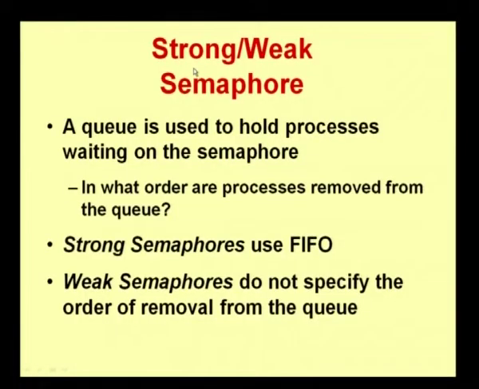In the case of strong and weak semaphores, a queue is used to hold the processes waiting on the semaphore. Now I have posed a question: in what order are the processes removed from the queue? In the case of a strong semaphore, we use a FIFO basis. FIFO is first in first out. In the case of a weak semaphore, we do not specify the order of removal from the queue. So we assign it by whatever means we want.